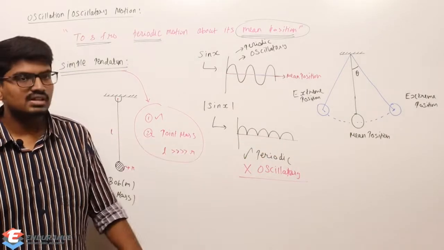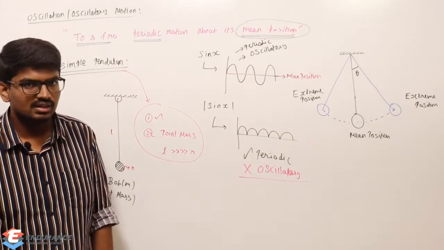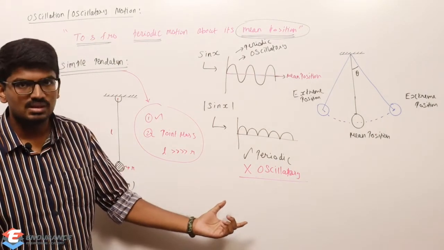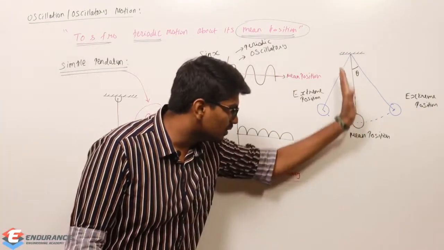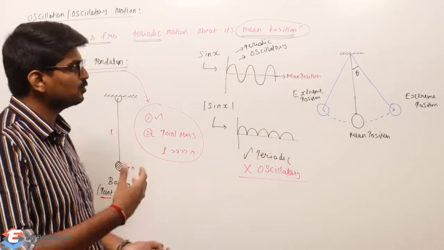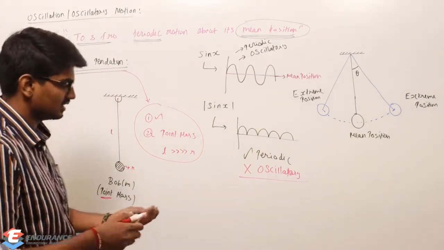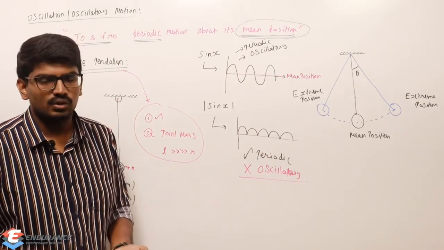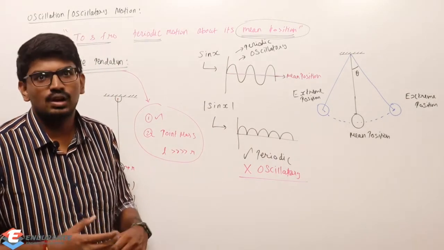One of the examples here was the simple pendulum. This is periodic, obviously. It's getting repeated after some time period, and it is happening about its mean position. There are a few points to be discussed here. The first point is regarding the different values: displacement, velocity and acceleration.